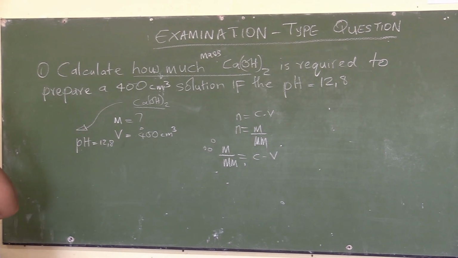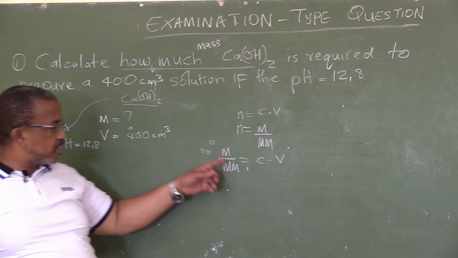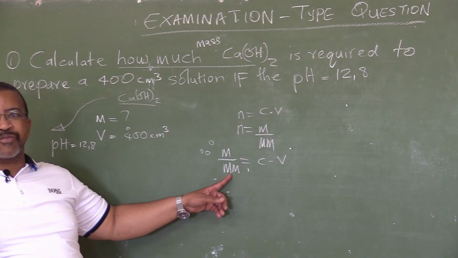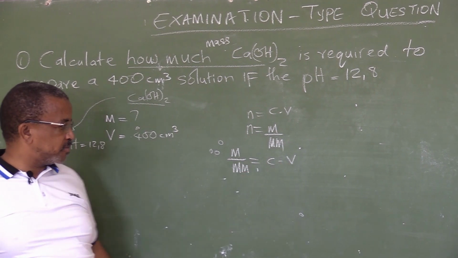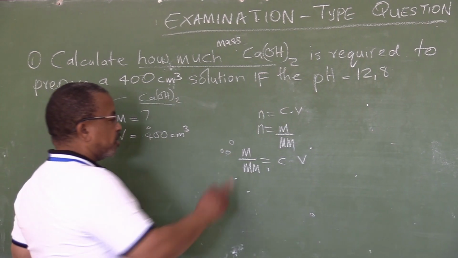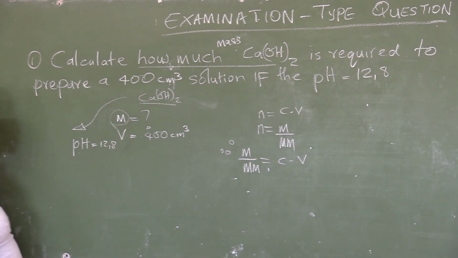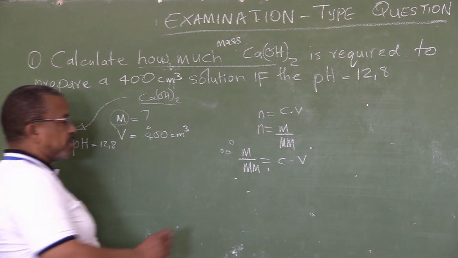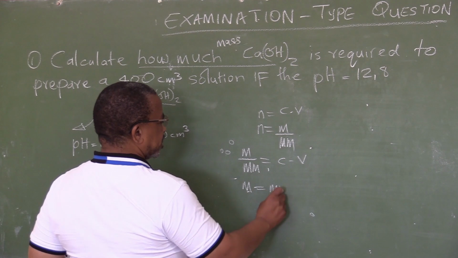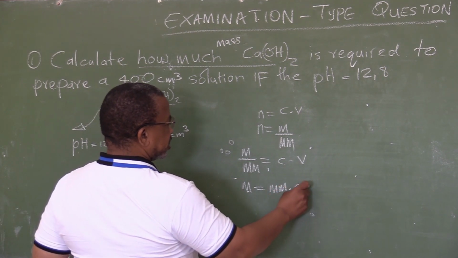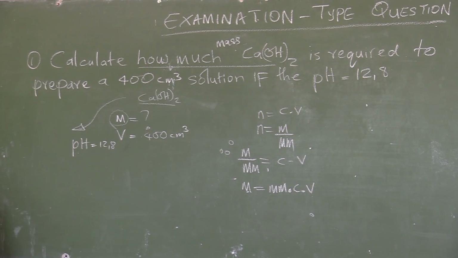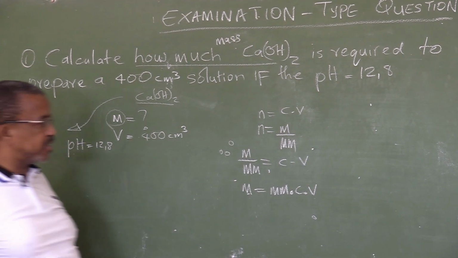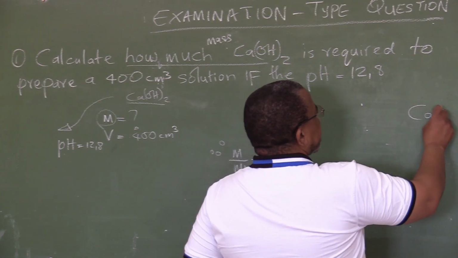Now we are getting closer. Here we are given the equation. We know the molar mass of calcium hydroxide, concentration and volume. So we are seeing it all. Now I sense the mass, because they say you must calculate the mass. So the mass is equal to molar mass times concentration times the volume. Now what is the molar mass of calcium hydroxide?